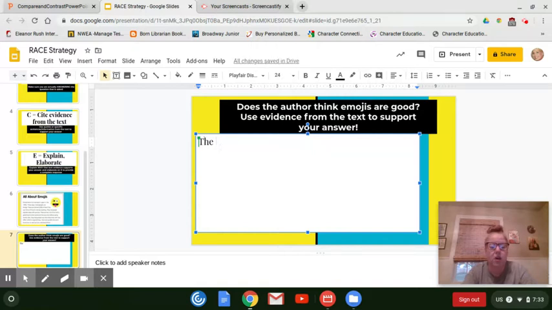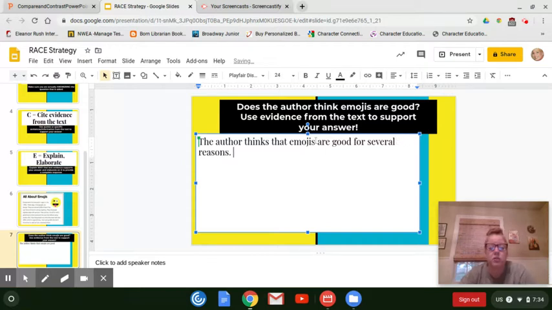Oops. The author thinks that emojis are good. And if I am thinking about the story, I remember that there were several reasons given. So I'll get into those in a minute, but I might want to add something like this. The author thinks that emojis are good for several reasons.